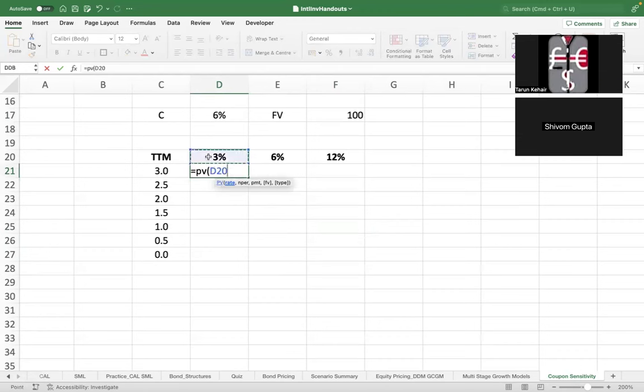Rate we can pick from here, but we'll have to divide by 2. Number of periods we can take from here, but we'll have to multiply by 2 because these are semi-annual coupons. The PMT is $100 into 6%, which is $6 per year, divided by 2. So that is a coupon of 3 every half year, isn't it? And at maturity, you get $100, which is your maturity value. Type will be 0. And after that I will just use ABS.